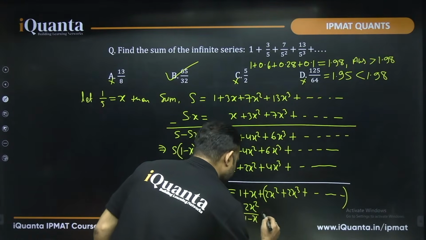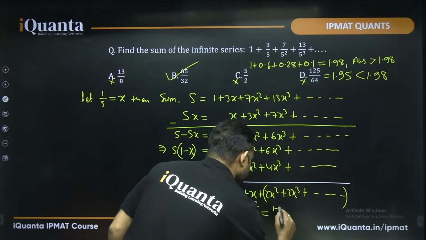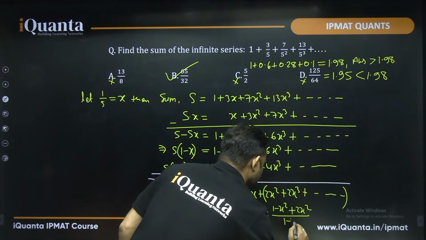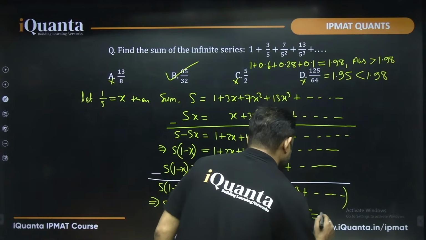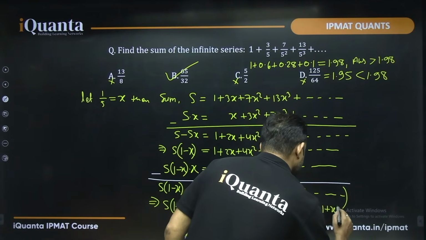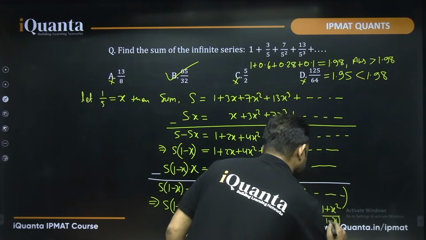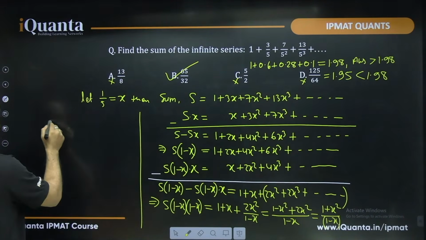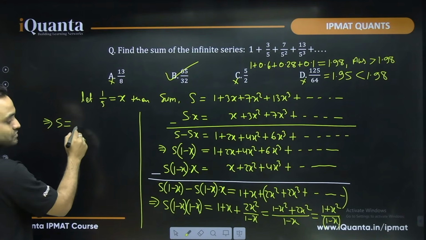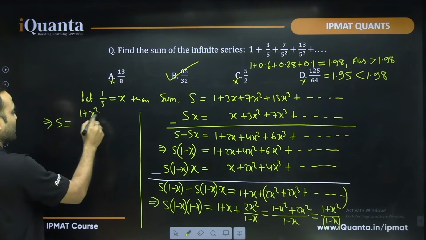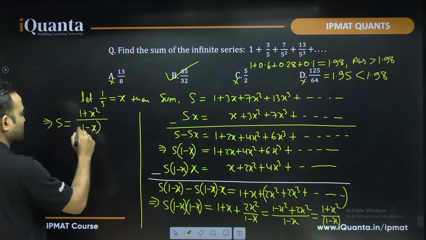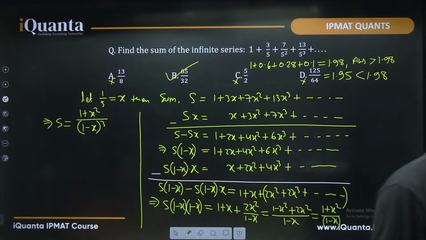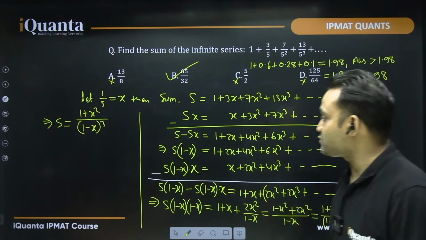Now this will be equal to (1 − x²) plus 2x² divided by 1 − x, which is equal to (1 + x²) divided by 1 − x. Look, the whole page is full. What we can say is, S will be equal to (1 + x²) divided by (1 − x) whole cube. Is it right up to here? Tell me, if there is a mistake anywhere, tell me.